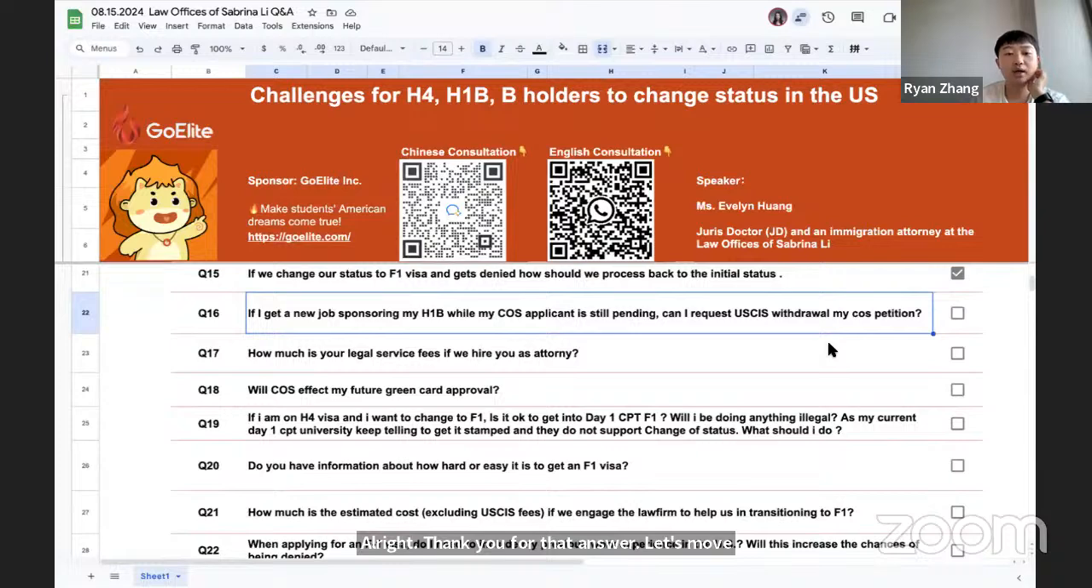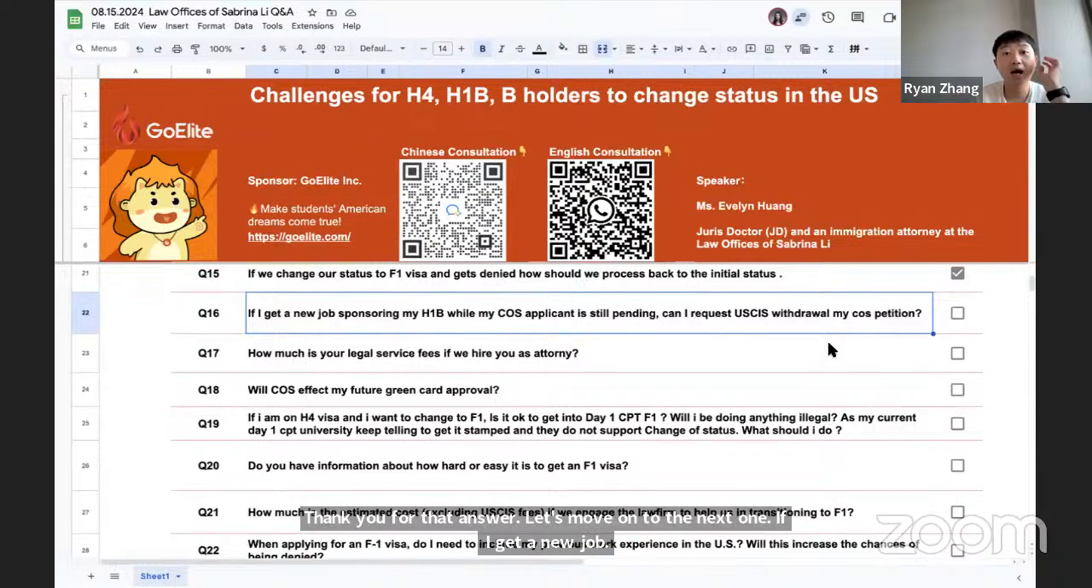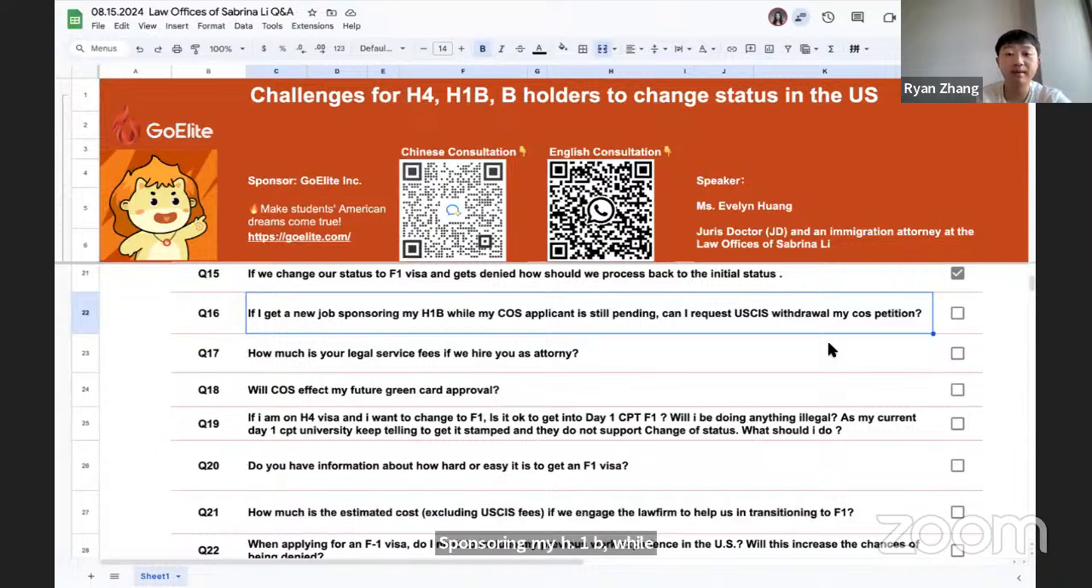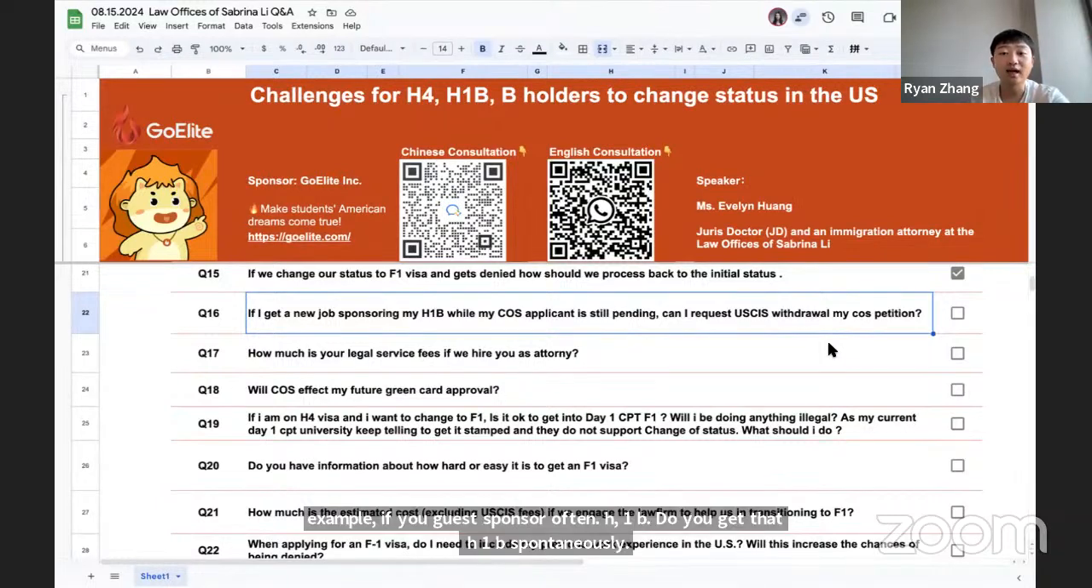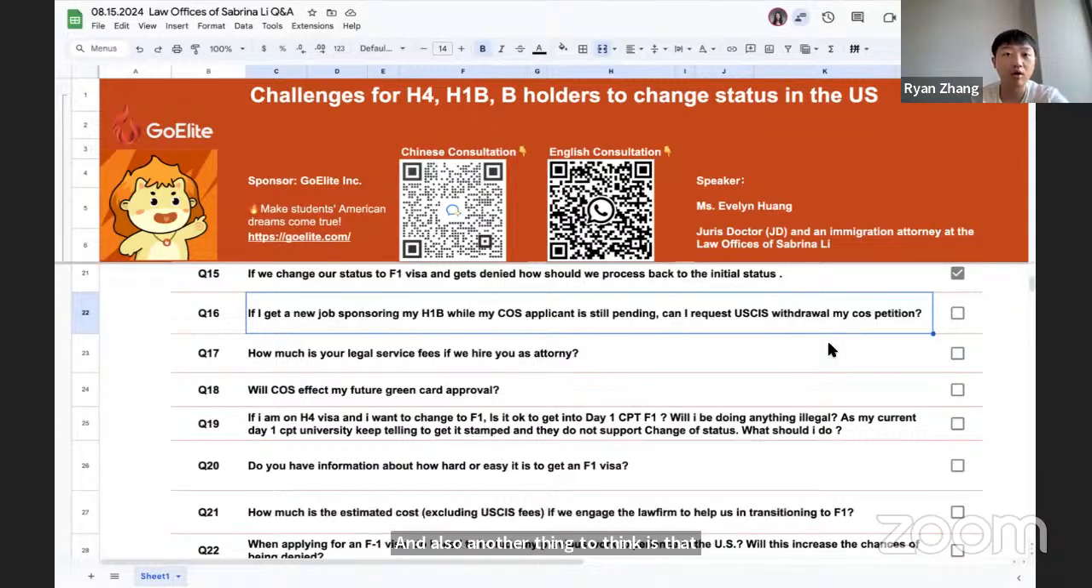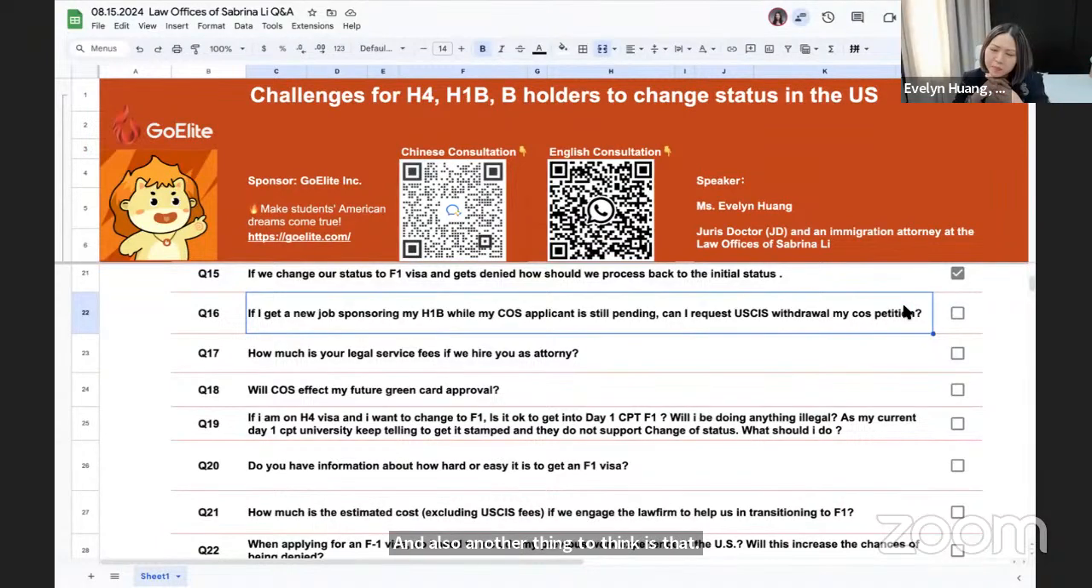If I get a new job sponsoring my H1B while I am under a change of status application, can I request to withdraw the application? I think this question comes to some different aspects. For example, if you get sponsored for an H1B, do you get that H1B spontaneously? And also another thing to think about is whether the change of status is withdrawable. A change of status before a decision is rendered, yes, it is. You can withdraw your application. It's up to your discretion.